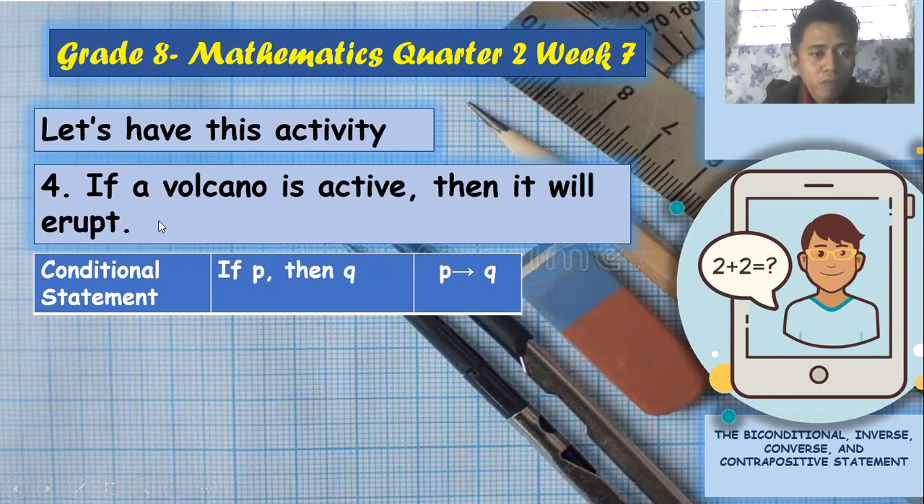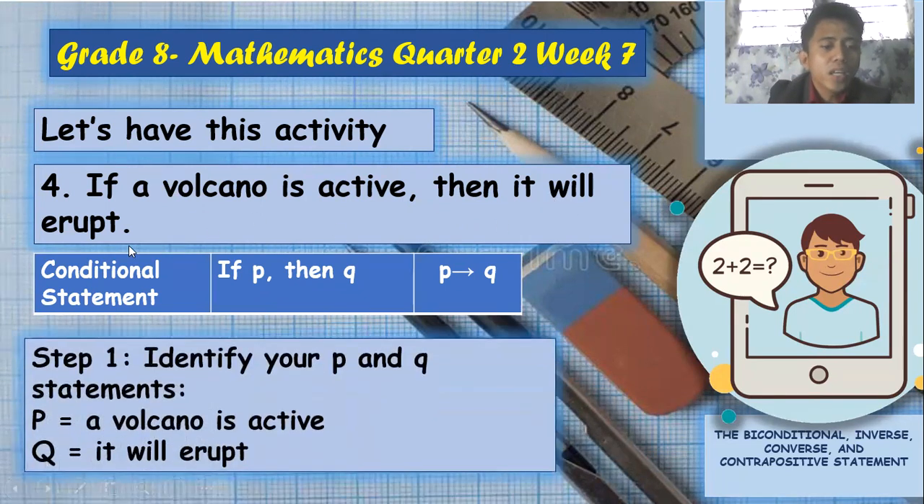The word if is followed by P. Therefore, after if is our P; here, after if is a volcano is active. Therefore, we can conclude that this is our P, followed by a comma, then the word then. So that's why we have then here. After then is our Q. Therefore, this is our Q: it will erupt.